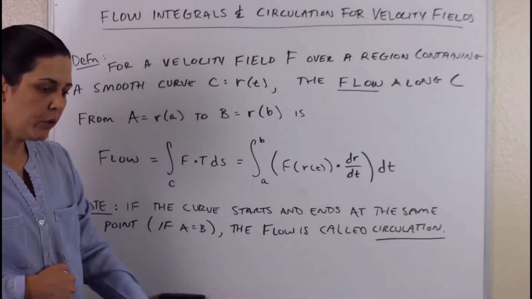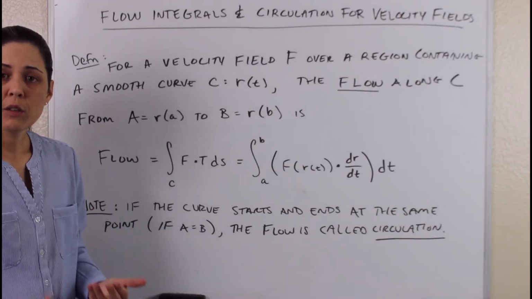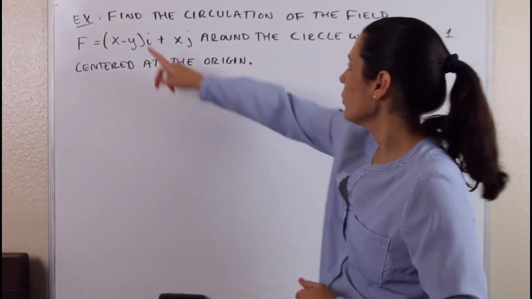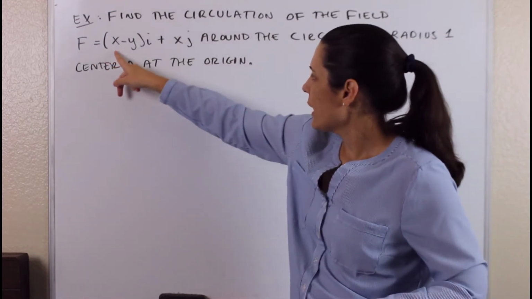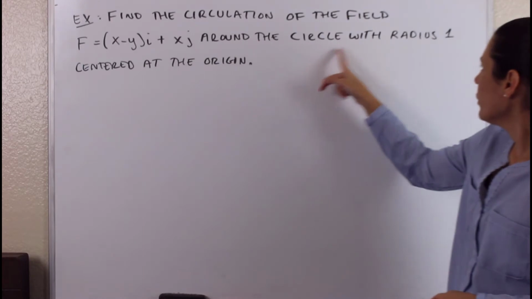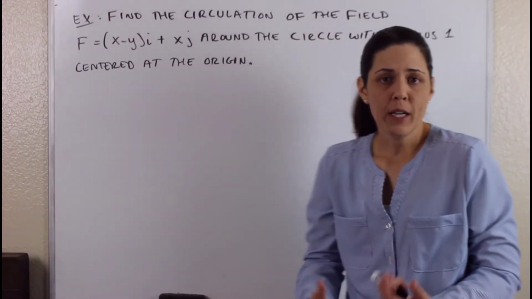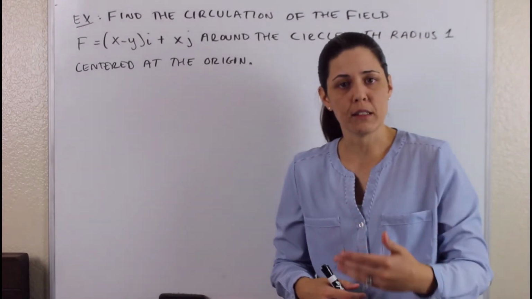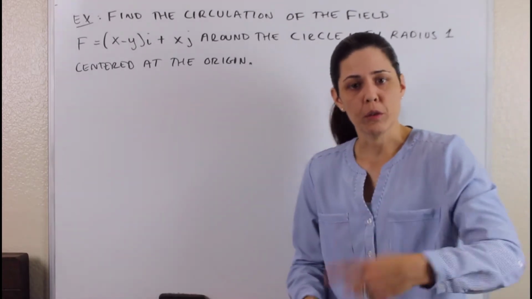So if you go along your curve and you end where you started, we call that circulation. So let's look at an example of this one. Our example here: we're going to find the circulation of the field F equals x minus y i plus x j around the circle with radius 1 centered at the origin. Right away, because it says circulation, we know that we're starting and stopping at the same point, and the fact that it's a circle means we're just traveling around the circle.